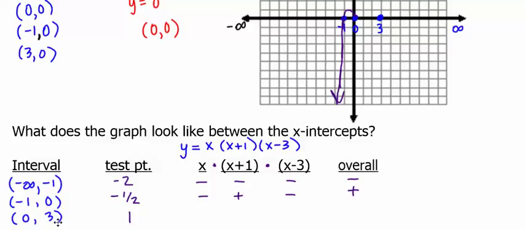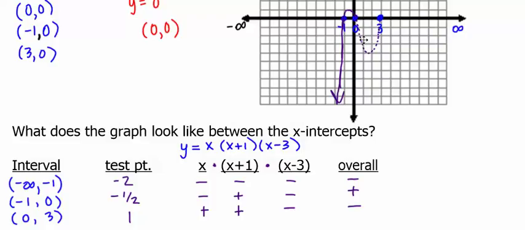1 is a good number between 0 and 3. When I put a 1 into the first factor, it will be positive. When I put a 1 into the next factor, 1 plus 1 is also positive. And when I put a 1 into the next factor, 1 minus 3 gives me a negative. And a positive times a negative is overall a negative. So what's happening here is I'm getting negative outputs.